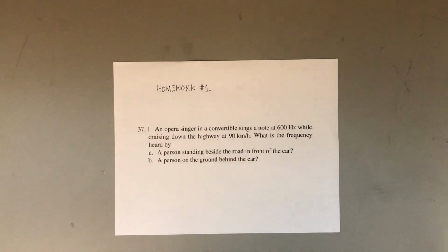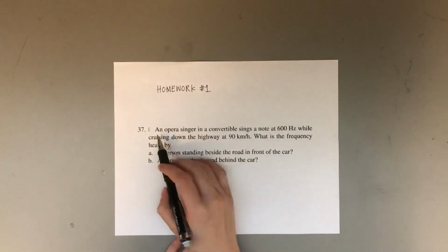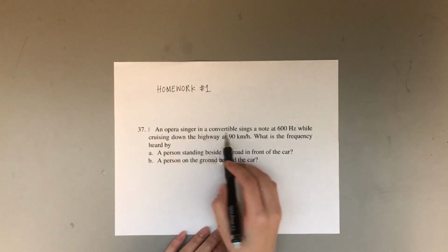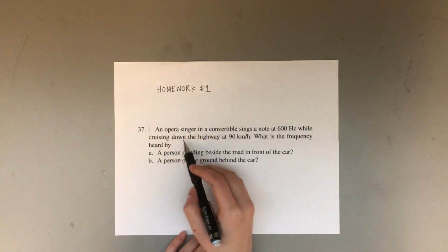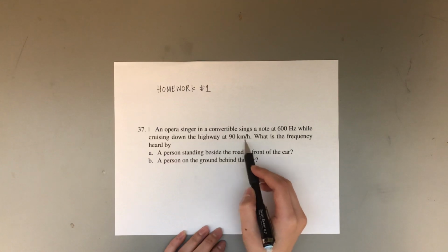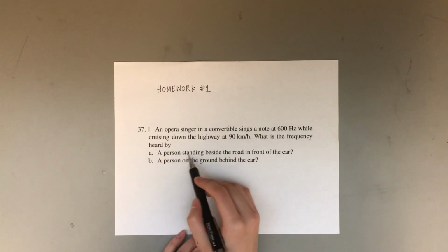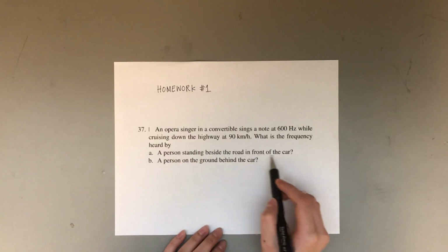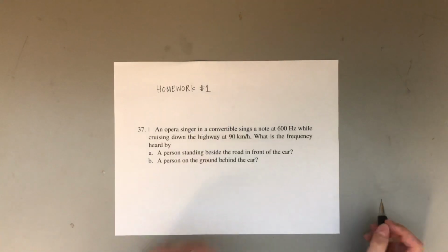Hi everyone, so this is homework set number 1, problem 37. An opera singer in a convertible sings a note at 600 Hz while cruising down the highway at 90 kilometers per hour. What is the frequency heard by a person sitting beside the road in front of the car, and a person on the ground behind the car?